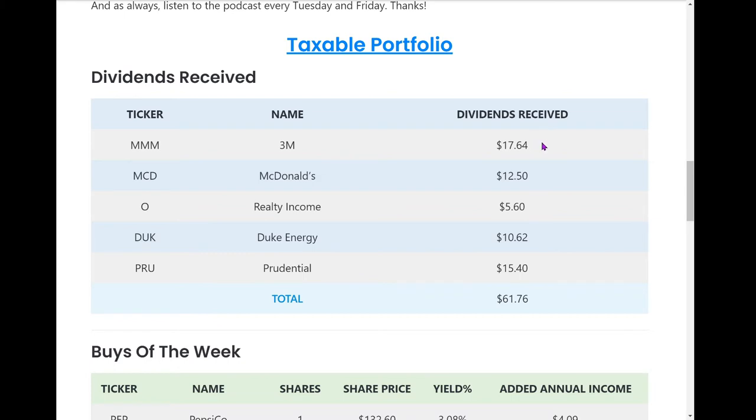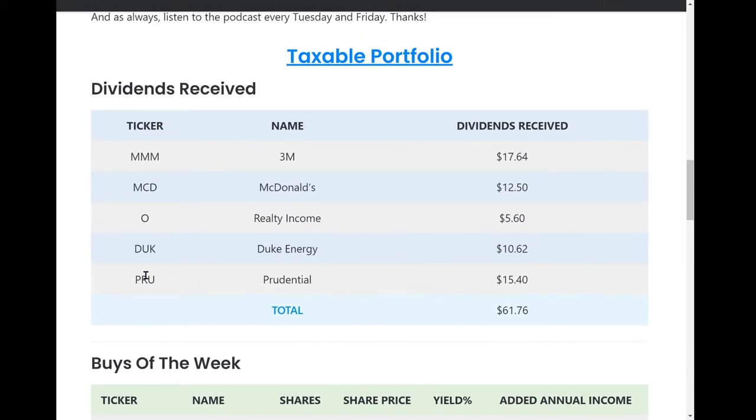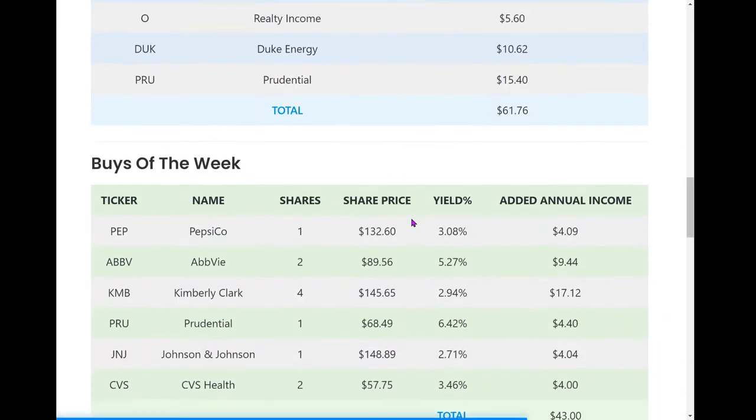3M paid me $17.64. I love 3M. McDonald's, this is actually my busiest week for dividends. McDonald's, $12.50. Realty Income, which is going to be the last dividend for this taxable portfolio, $5.60. Duke Energy, $10.62. I love Duke. I see you, Duke. And Prudential, $15.40. Pru, ticker symbol, gave me a total of $61.76 of dividend income in just my taxable account this week.